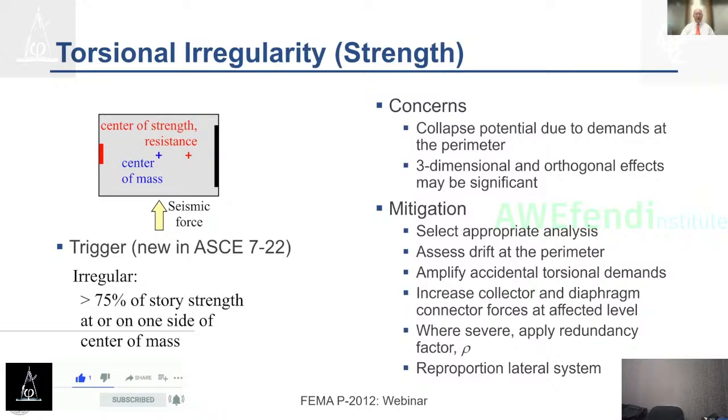Torsional strength irregularity is a new one to ASCE 7-22. The definition of this is if 75% or more of the strength in one direction is on or to one side of the center of mass, when the system behaves inelastically, you could get an unanticipated twisting in the system. And that could again lead to a collapse problem. It again is an issue where three-dimensional or orthogonal effects matter. So you've got to have the right kind of analysis to find it, think about the performance at the perimeter, and then amplify loads as you need in order to come up with a safe design.